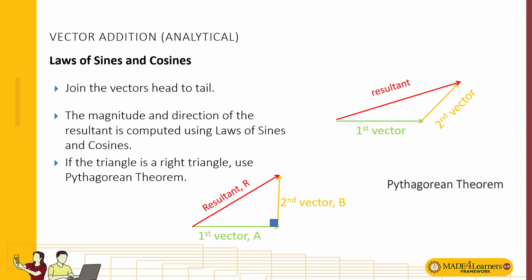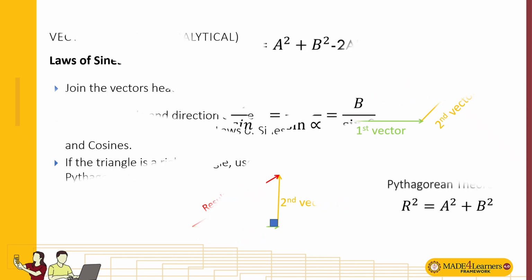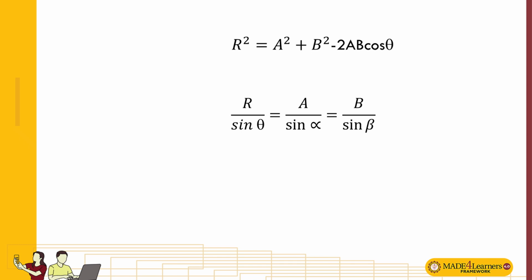So you can just use this formula or this equation to get the magnitude of the resultant, and use trigonometric functions to get the direction. So whether sine, cosine, or tangent. For angles that do not have 90 degrees, we use the law of cosines.